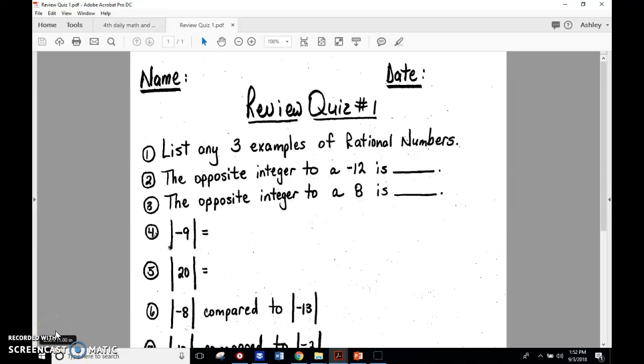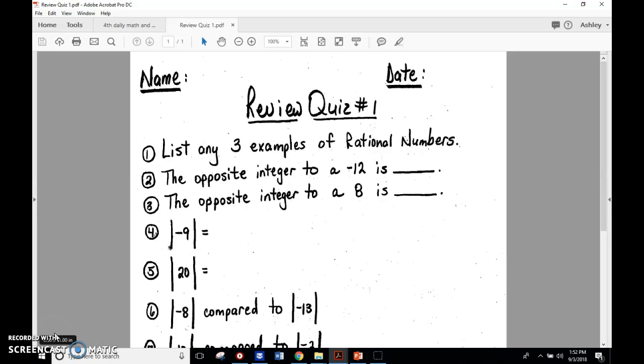This is the review quiz number 1. Number 1, list any 3 examples of rational numbers. Again, list any 3 examples of rational numbers.